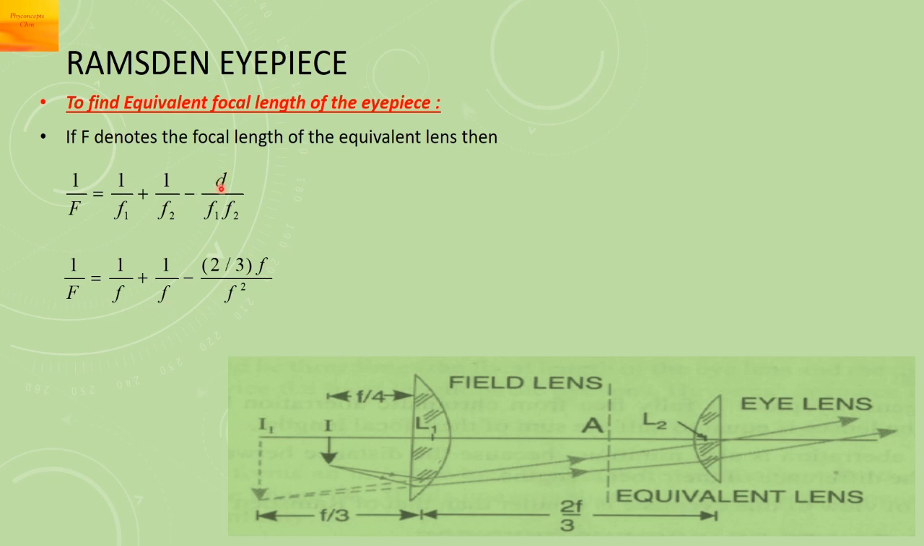D is the distance between the two lenses. 2 by 3 into f is substituted. Working out this equation, we will get 1 by F as 4 upon 3f, and hence the equivalent focal length of the eyepiece, capital F, is equal to 3f upon 4.